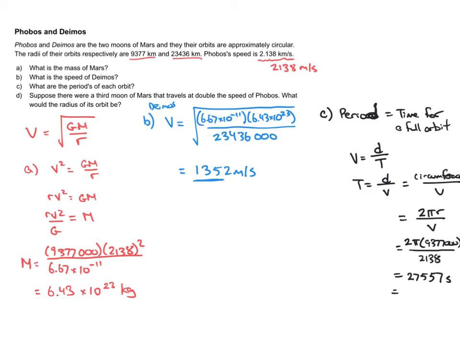So let's convert that to something a bit easier to estimate. So I'll divide that by 60 to get it into minutes. I'll divide it by 60 again to get it into hours. And I'm not liking what I'm seeing. This is less than 8 hours. Maybe.